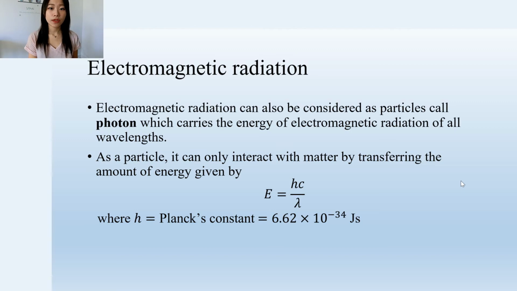And each photon carries energy described by this equation. The energy equals Planck's constant h times the speed of light over the wavelength. And since the wavelength is inversely proportional to the frequency, from this equation, the energy is inversely proportional to wavelength. In other words, energy is proportional to frequency.